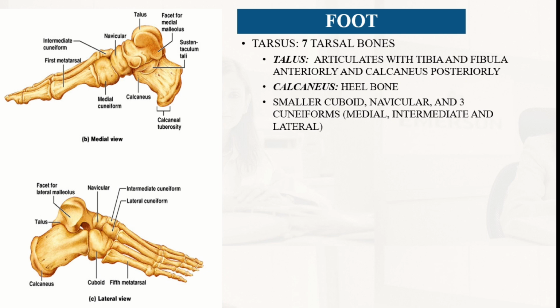So let me repeat. 1, we have the talus. 2, we have the calcaneus. 3, we have the smaller cuboid. 4, navicular. Then 4 plus 3, that's 7, because the 3 are cuneiforms. We have the medial, intermediate, and the lateral cuneiforms. Okay, hope we are together on the 7 tarsal bones of the foot.